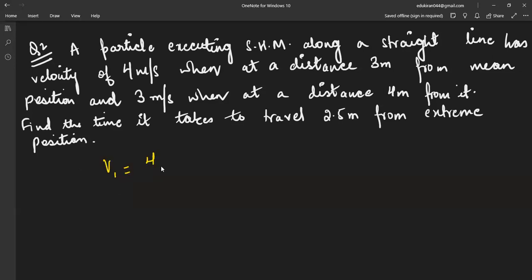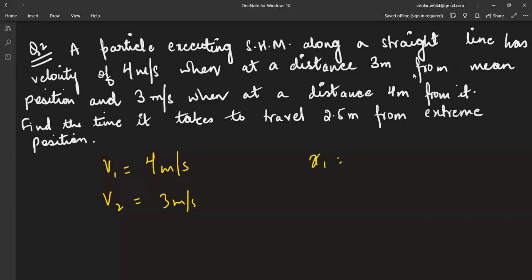See, V1 velocity is given as 4 meter per second. This is a very, very common question. It's very easy. You will be able to solve it once we have discussed, but it repeatedly comes in the exam. V1 is 4 meter per second. V2 is equal to 3 meter per second. These are the two velocities that are mentioned.